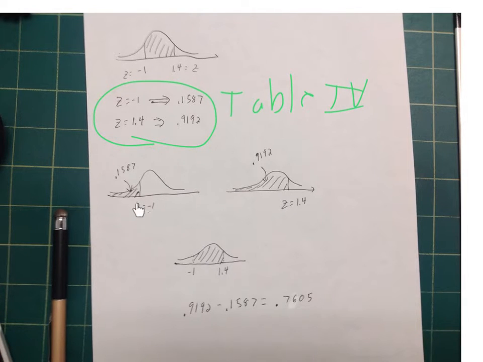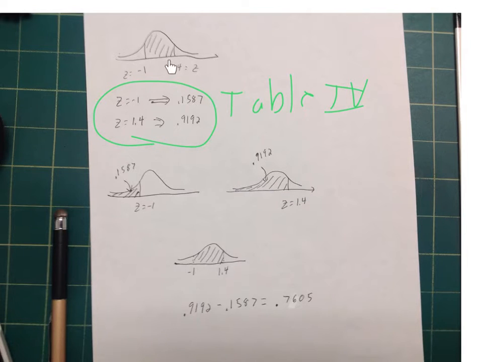The table always gives you the area to the left. So for z equal -1 from the table, that area would be 0.1587. Then z equal 1.4, the area to the left would be 0.9192.